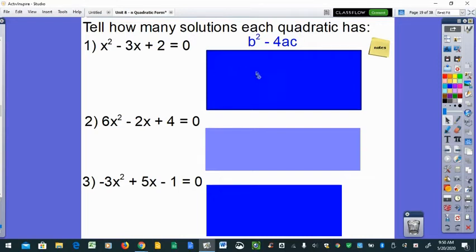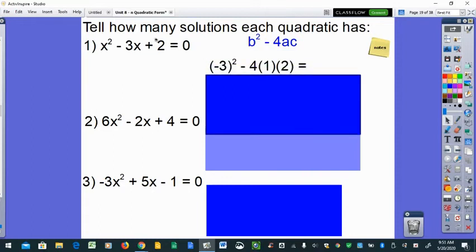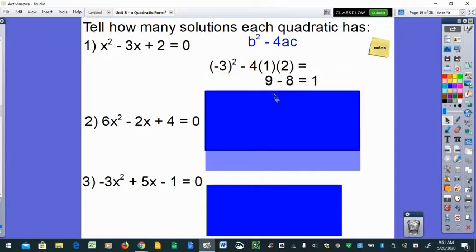Okay, let's see what we got. So in the first one, you would have taken the -3 and squared it. And be careful, remember to catch the -3 in the parentheses in the calculator. This should be 9, not -9. Times -4 times a, which is the invisible 1, times c, which is 2. And you would get 9 minus 8.